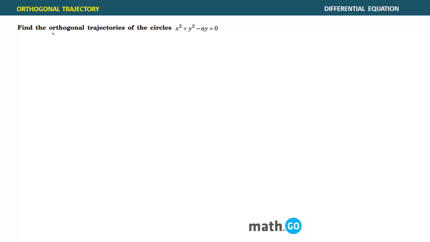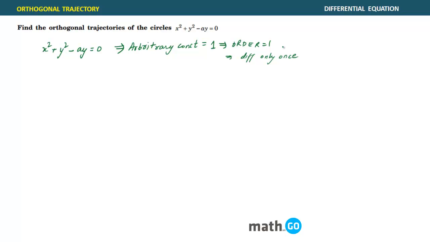Let's take an example to understand how you are going to solve for the orthogonal trajectory. You want to find the orthogonal trajectory of the circles given by the relation x square plus y square minus ay equal to 0. How many arbitrary constants are there? The number of arbitrary constants over here is 1. That implies the order is equal to 1, which means we can differentiate only once.